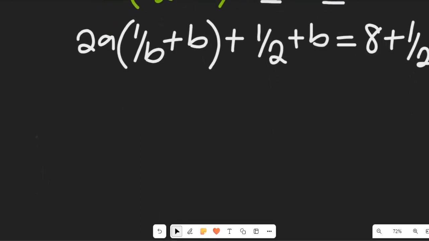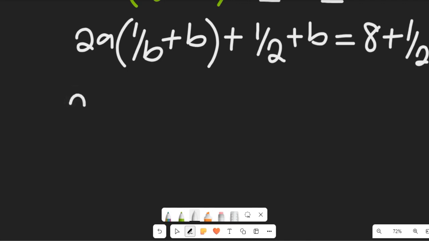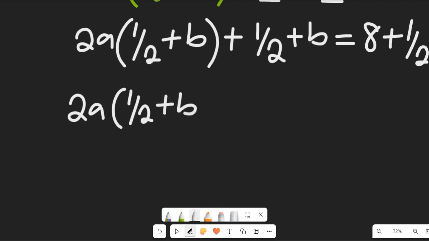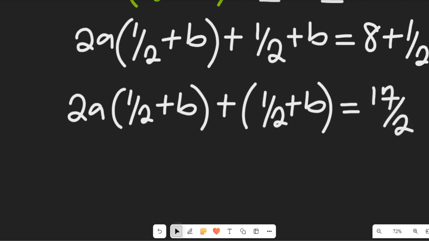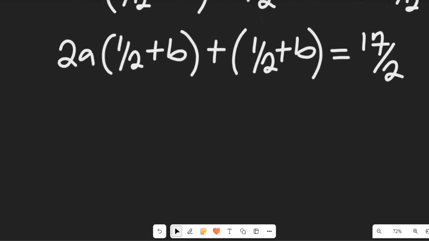So from that expression, you see that in the next step we'll now have 2a multiplied by 1 divided by 2. This is supposed to be 2, not b. That will give us 2 plus b, and this will be plus 1 divided by 2 plus b, and this will be equal to, if we simplify, 17 divided by 2.